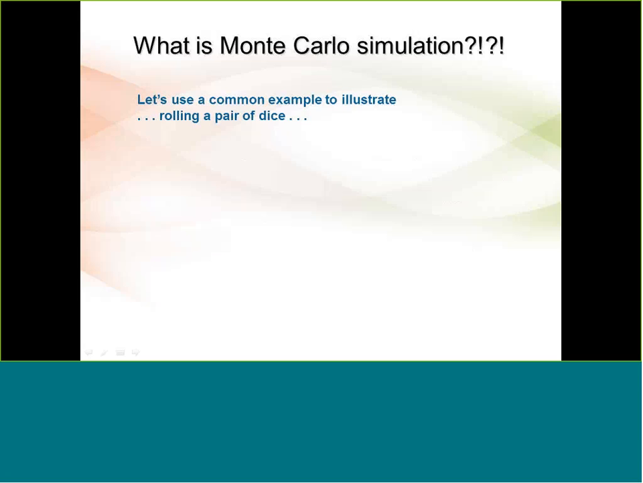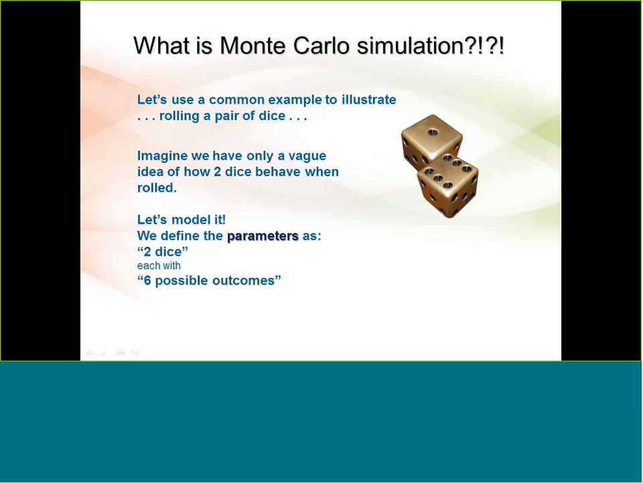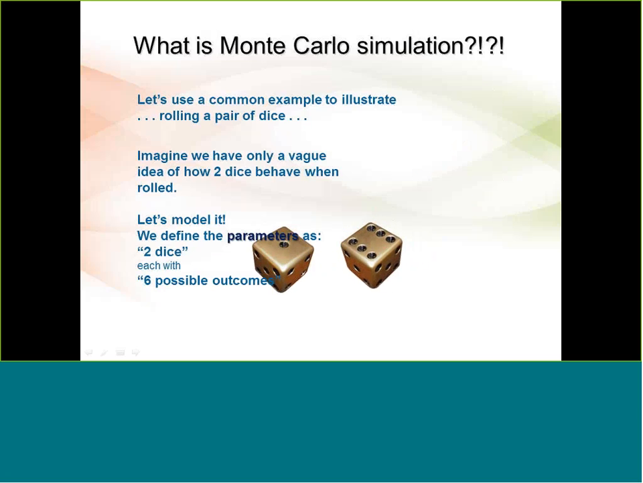So here's where the theory comes in. We're going to use a very common, simple example. We're going to roll some dice, and I'm going to have you pretend that you don't know how dice behave. So when we're setting up the model, the first thing we have to do is define the parameters of rolling dice, and there's really just two. The first one is that we have 2 dice, and the second one is each die has 6 possible outcomes. So again, imagine you don't know how the dice behave.